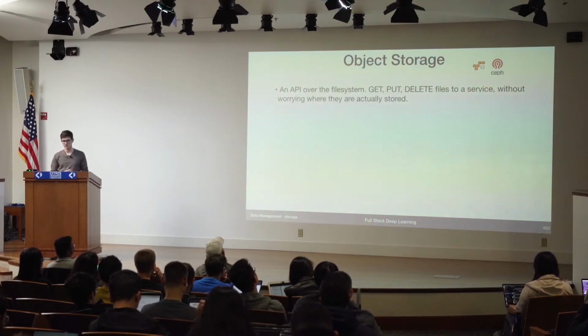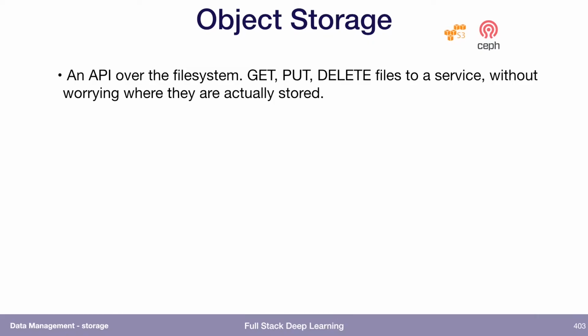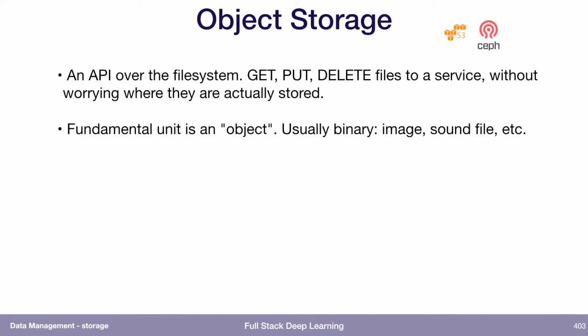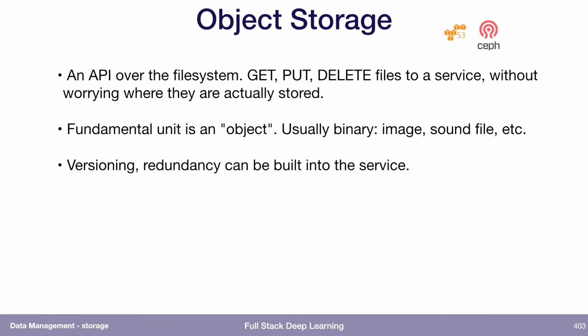So object storage, I think of it as an API over the file system. So you can get a file, you can put a file, you can delete a file, and you think of them as API calls. And you don't necessarily worry where the actual files are. The fundamental unit is an object. So usually the object is binary. So it could be an image or a sound file. It could also be text.